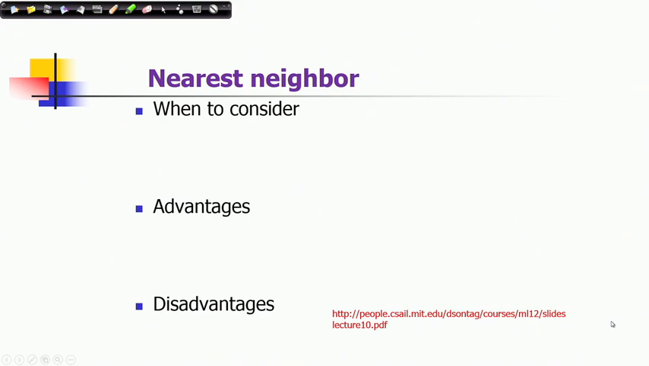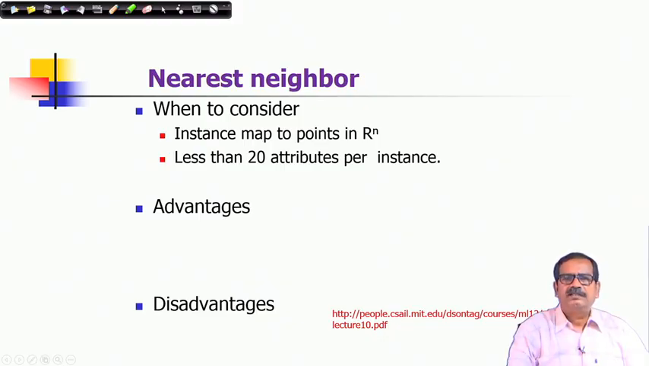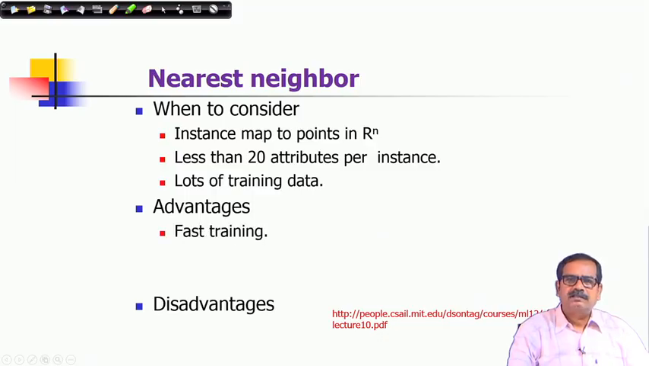So, when should we consider a nearest neighbor classification? When the instances map to points in an n-dimensional space, when you have less than 20 attributes per instance, and there are lots of training data, those are the situations when nearest neighbor classification is more appropriate. There are advantages: fast training, which means you just have to store the data. Of course, you require large storage for that.